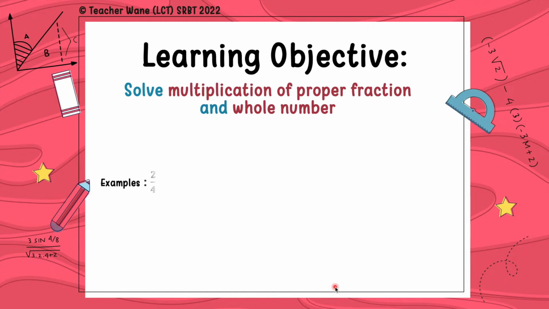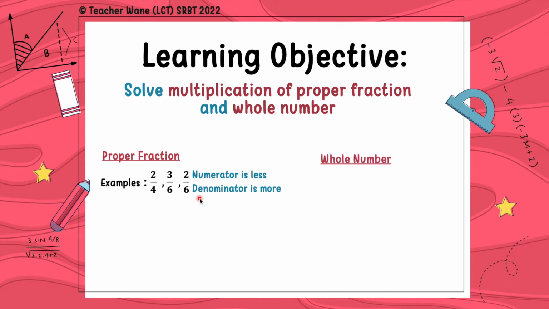So here is an example of some type of fraction where you can see that the numerator, which is at the top, is less, and then the denominator is more. So what I call this type of fraction is a proper fraction. Since we know the definition of a proper fraction or how a proper fraction looks like, we will move on to whole number.